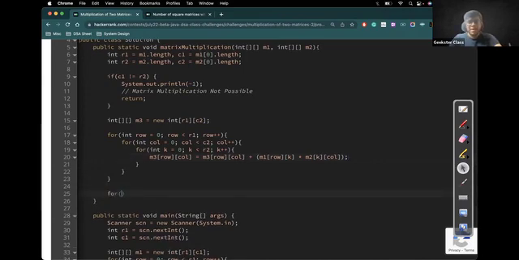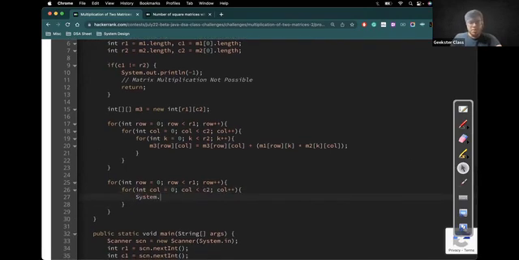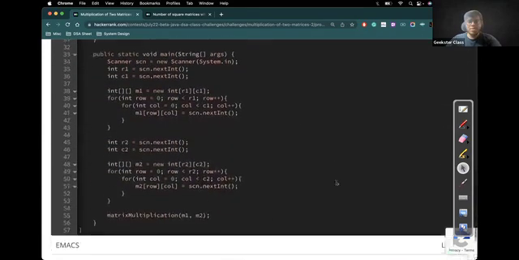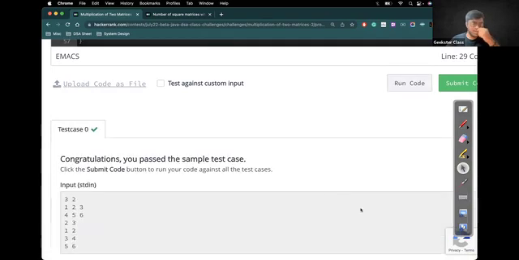So I am running a loop again on the resultant for printing. You have to also print obviously. So I am running a loop on resultant to print it. System.out.print M3 of row, comma column along with the space, and don't worry, I will also do a dry run. System.out.println. So now the code is complete. Let's run it and check whether there is a syntax error or not.